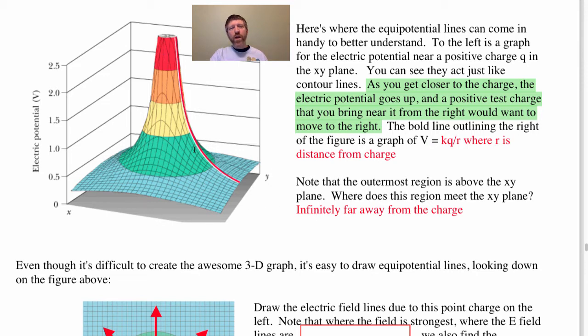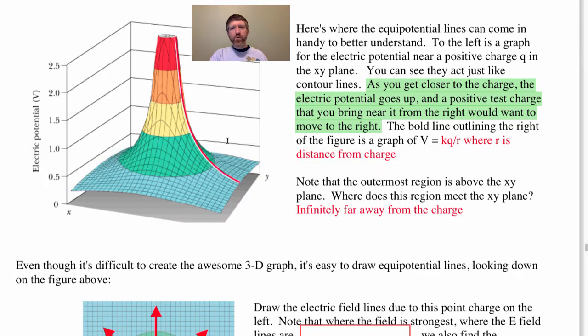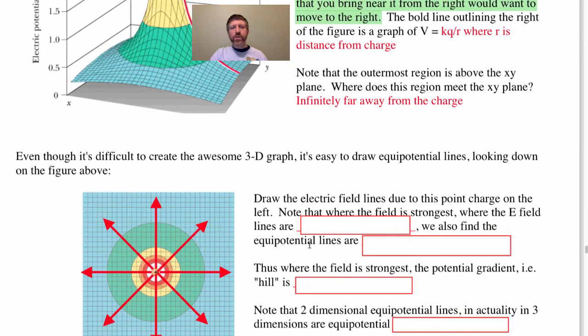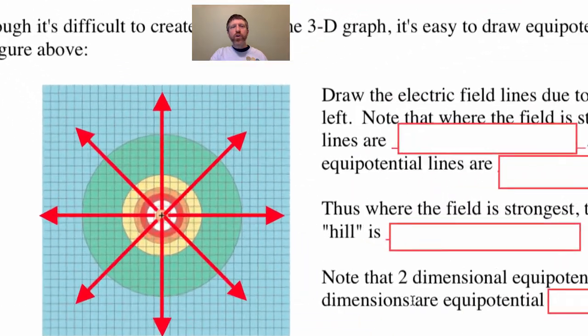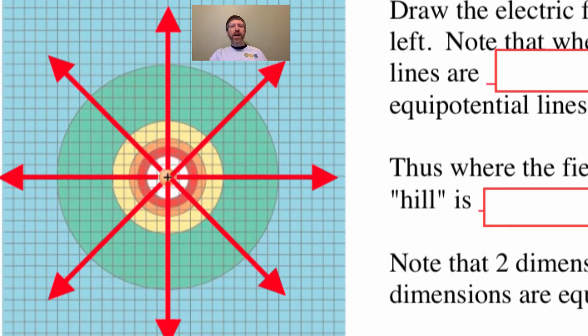If you look at this sideways, it looks just like this graph that we have here. This is a really difficult graph to make yourself. But what's easy for us is to look at it from the top down. In other words, we're going to make a two-dimensional representation of this. And this is what that looks like. These circles are equipotential lines, okay? And I've drawn in the field lines here as well.